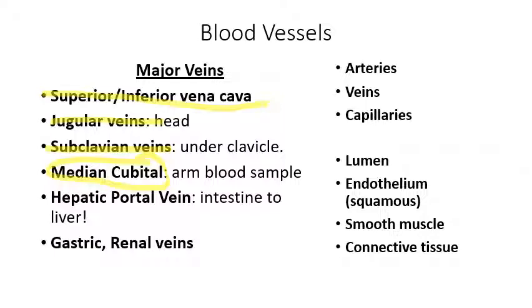And then we have the hepatic portal vein, which takes blood from the intestine to the liver. That is different than the hepatic vein, which takes blood from the liver to the inferior vena cava and puts the nutrient-rich blood back into circulation. Then there's a gastric vein. There are a left and right renal vein for the two kidneys and so on. So these are names you should be familiar with, especially the median cubital vein.